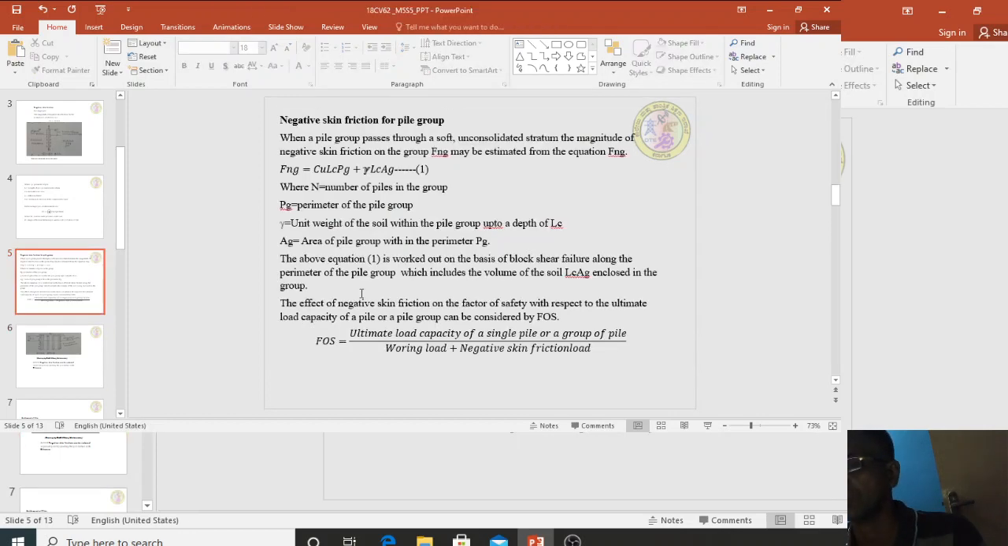The effect of negative skin friction on the factor of safety with respect to the ultimate load capacity of a pile or pile group can be considered by the factor of safety: the ultimate load capacity of a single pile or group of piles divided by the working load plus the negative skin friction load.